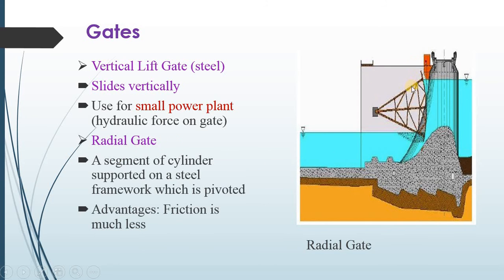Next is the radial gate. In the radial gate, a segment of a cylinder is supported on a steel framework which is pivoted. So you can see here, this is the construction of the gate, pivoted at that point, and it can open or close by moving this steel framework. The advantage of this radial gate is that friction is much less as compared to the vertical lift gate. So you can see here, this is the radial gate.